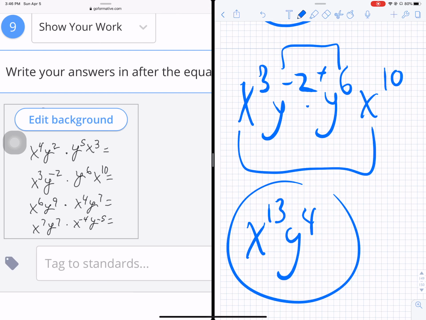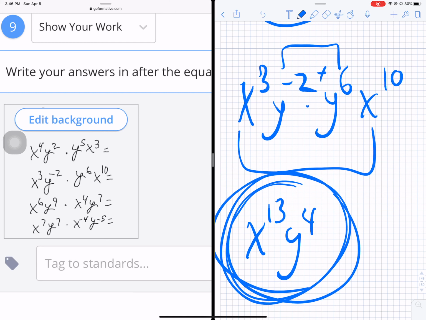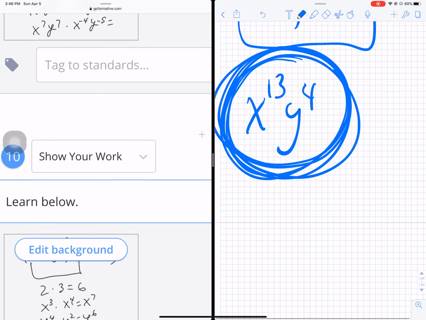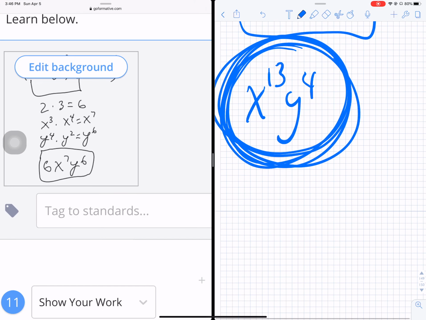And why can they be next to each other like that, touching? What does it mean when they're touching like that? Times. And we know they're multiplying because of that. So now you know how to do those ones.